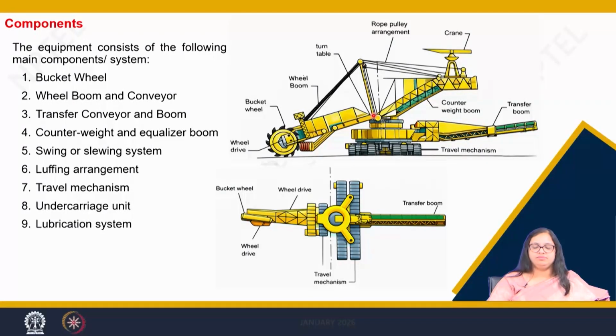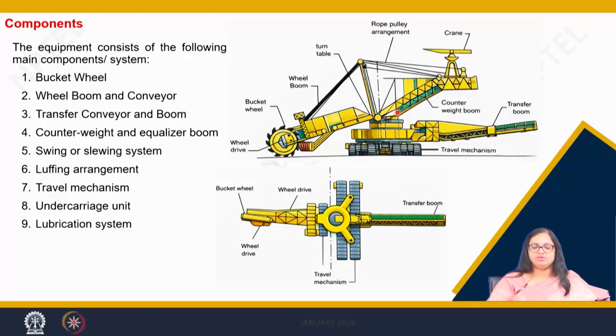Then the other end of this wheel boom is attached onto the turntable, onto which there are multiple devices or components attached. There is a transfer conveyor and boom which takes the material that is transported by the boom conveyor and is transferred through a hopper onto this transfer boom and the conveyor which passes through it.